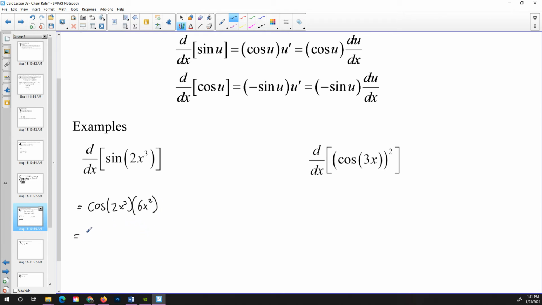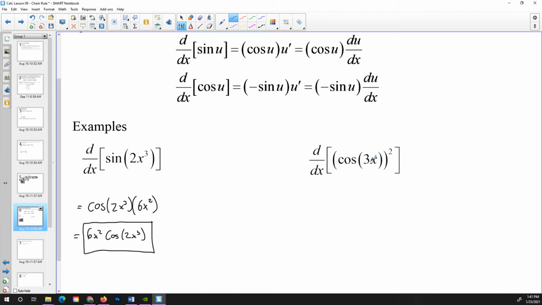And I'm going to rewrite, just so that I remember not to take the cosine of the whole thing, I'm going to rewrite this as 6x squared cosine 2x to the third. And that is going to be my solution to that particular problem.